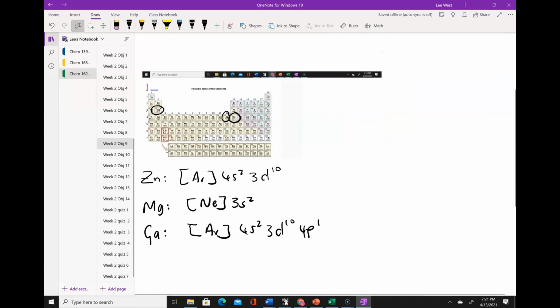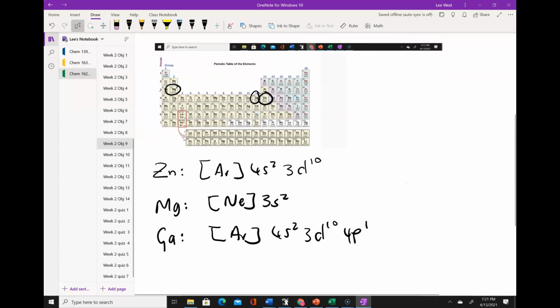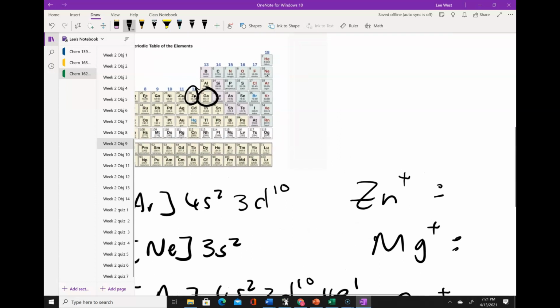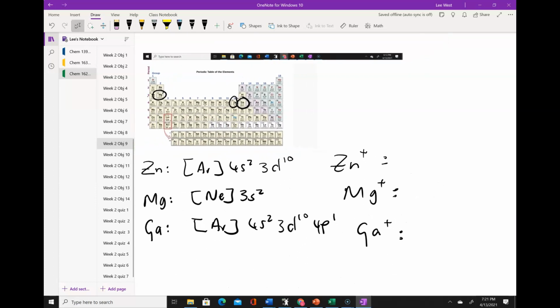Now I have to think about what's going to happen when I take an electron away and make the single positive cation. What will be the electron that will be removed? And this is where it gets wacky. For the transition elements, you always remove the electron that is in the higher s before you take away one of the d's. So it's going to come from the 4s.